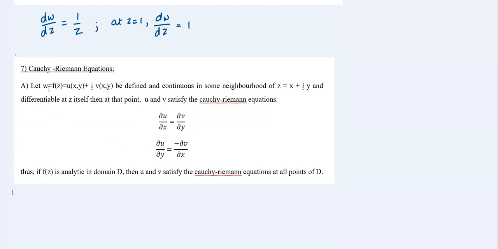So let w equal to f of z is equal to u plus iv be defined and be continuous on some neighborhood of z equal to x plus iy and differentiable at z itself. Then at that point, u and v satisfy the Cauchy-Riemann equations: dou u by dou x equal to dou v by dou y, and dou u by dou y is equal to minus dou v by dou x.